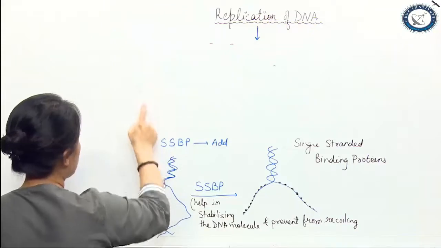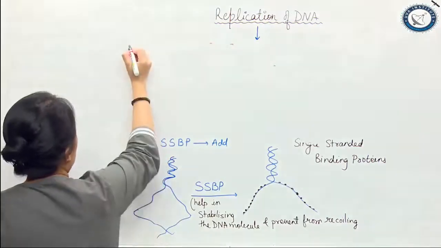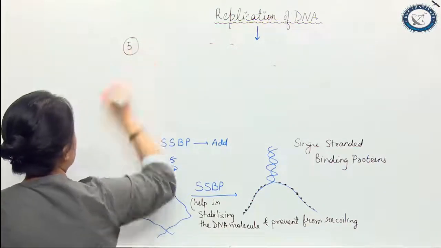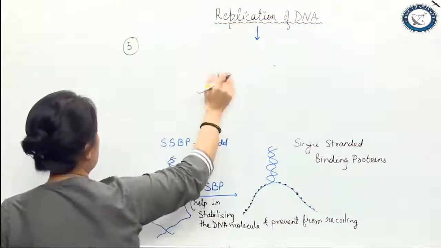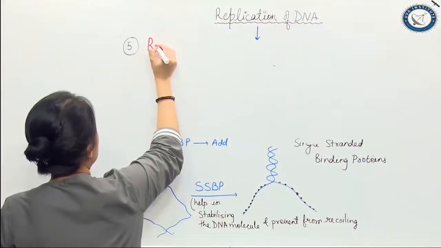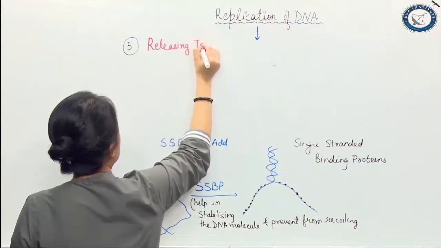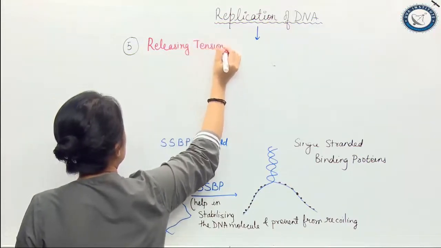One, two, three, four. Now the fifth step that we have, releasing tension of the coil.